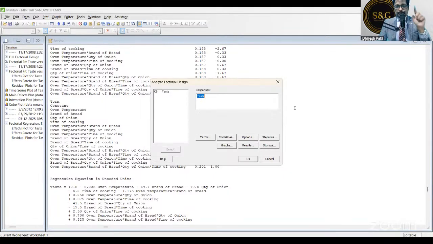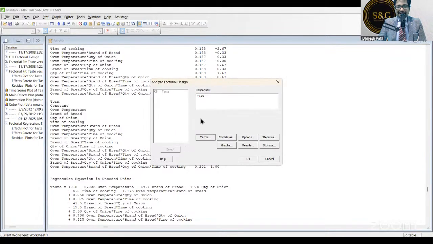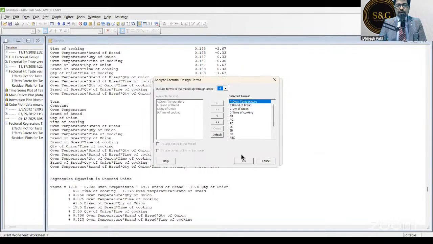Most important selection. Go to terms, and you will come here. Where are terms? Just below the test, you can see this tab called terms. Just click on terms, and you will come here.